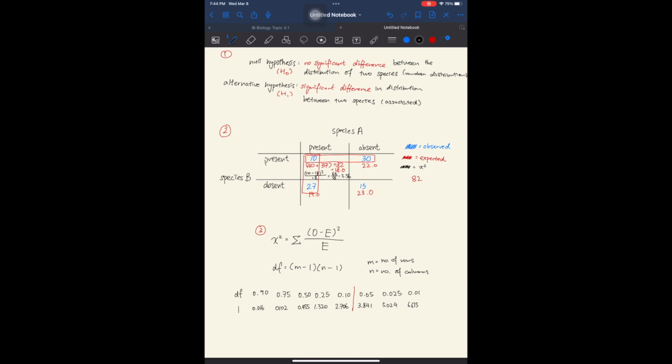Again, for the sake of time, I've done the remaining ones. Next is 2.91, this is 3.37, and this is 2.78.